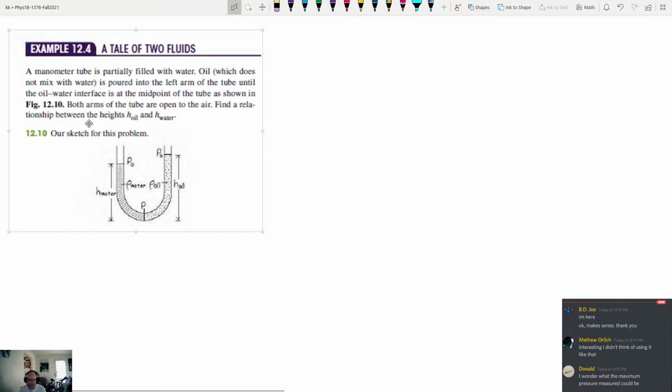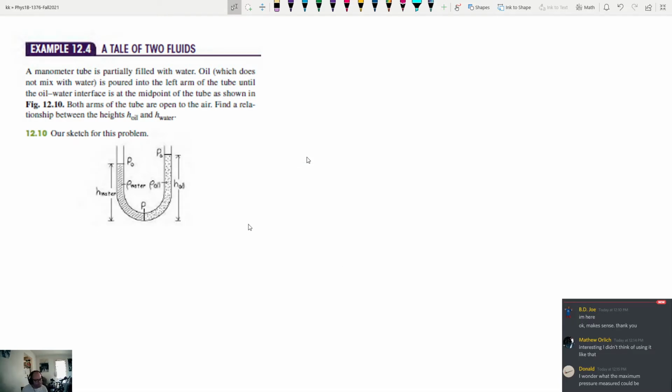Okay, so it says both arms of the tube are open to air. Find a relationship between the heights of the oil and the height of water. That's what we want to do. What's the relationship between the height of the oil relative to the bottom and the height of the water over here? Do you all want me to draw another version of this picture so it's not so blurry? I don't know that it matters, but I will.